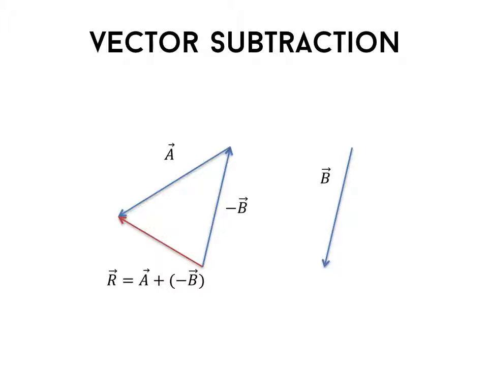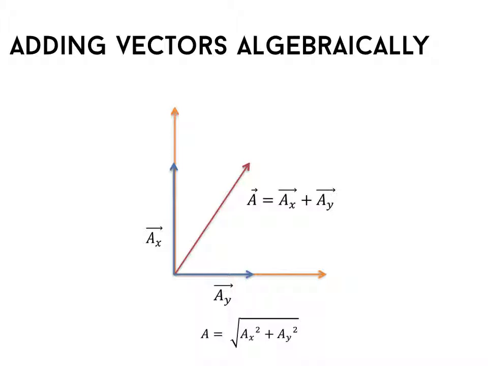Another method of adding vectors makes use of the projections of a vector along the axes of a rectangular coordinate system. These projections are called components, therefore x and y components.